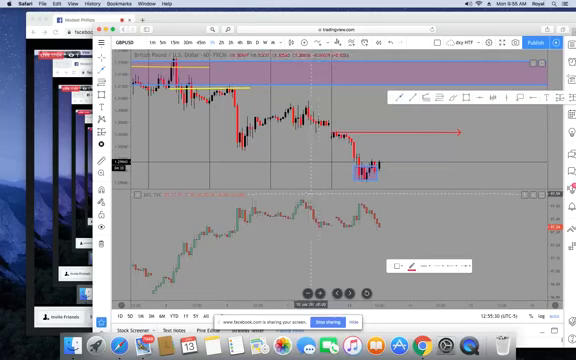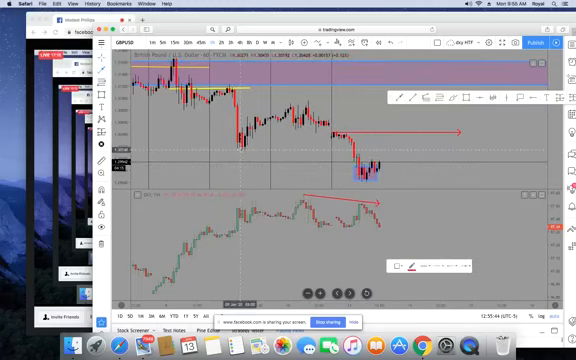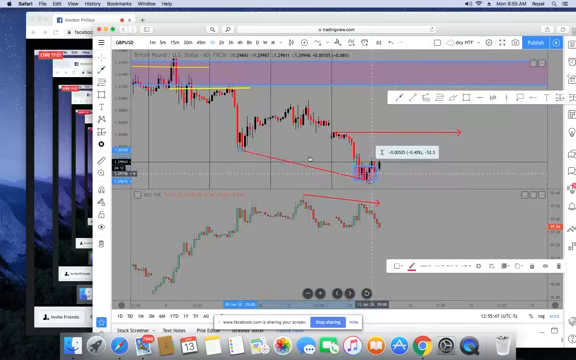So if you look at this, we had this lower low, lower high made that showed us that the dollar was going down, right? But here we had the pound dollar make a lower low.